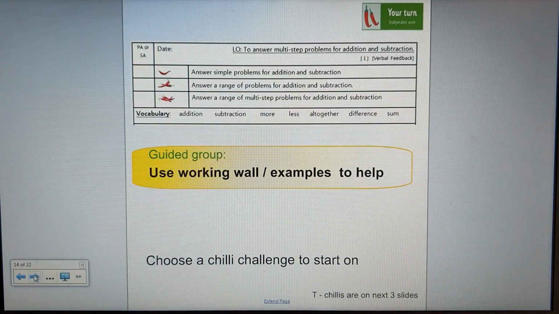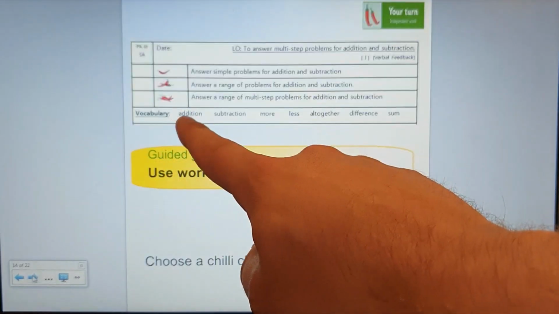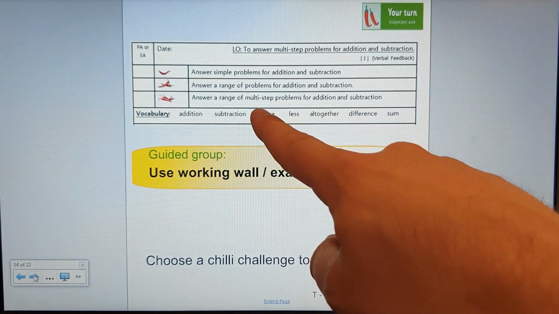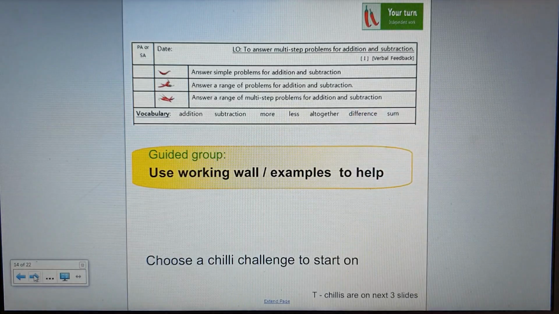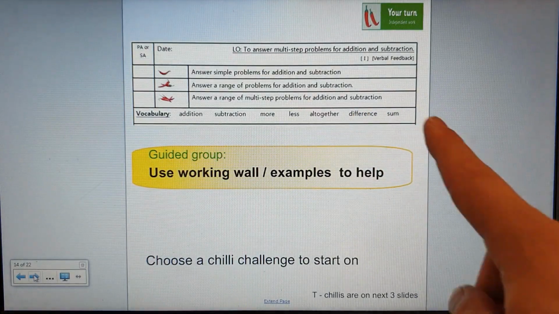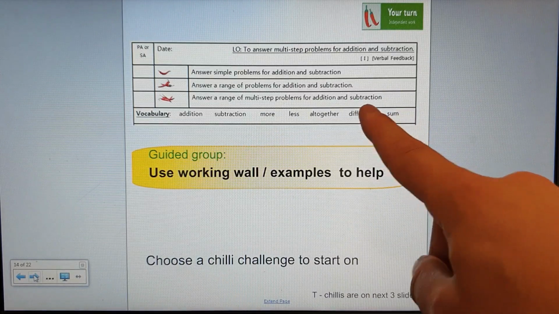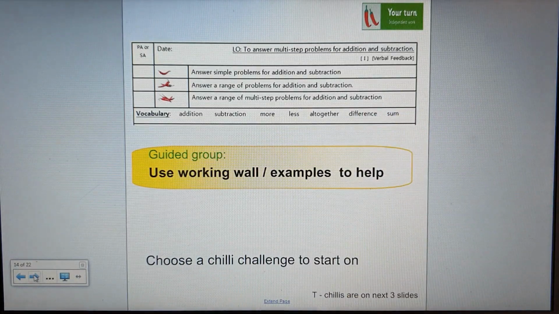Okay, so there are 3 different chilies coming up. You can choose which ones you want to do. You could start on chili 1 and work your way through all of them. You can start straight away on chili 3. Don't mind. This is the chilies for today and some extra vocabulary that we've come across. So more or less, altogether, difference and sum. We've sort of covered those a tiny bit. Sum means altogether, the amount. Difference is usually subtraction.